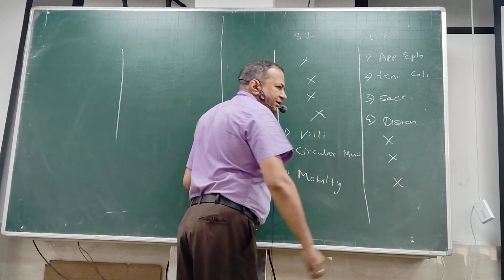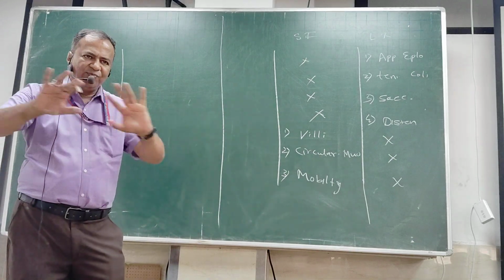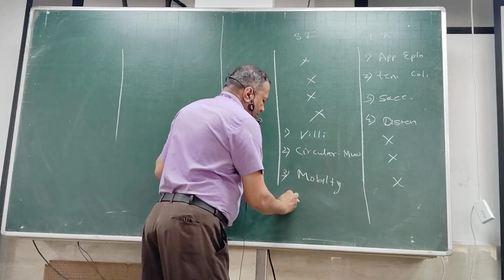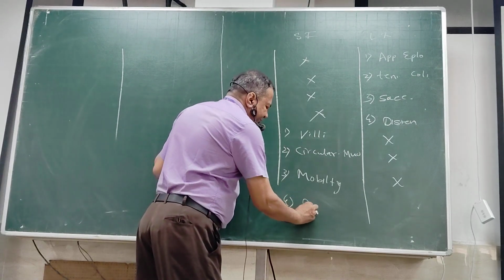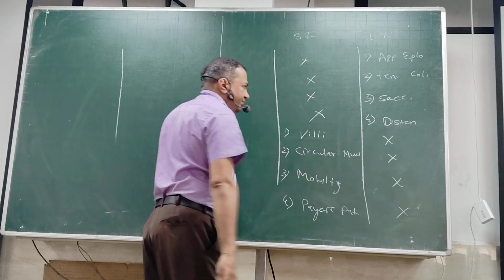Mobility. In the large intestine, except for the transverse colon and sigmoid colon, most of the part is fixed: the ascending colon, descending colon. And four is Peyer's patches, which are absent here.